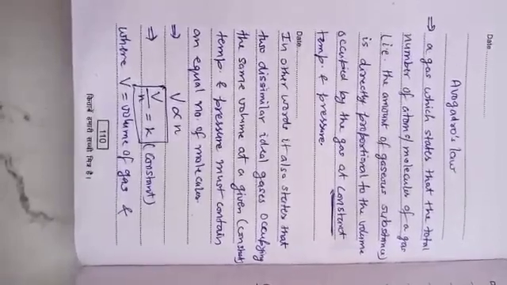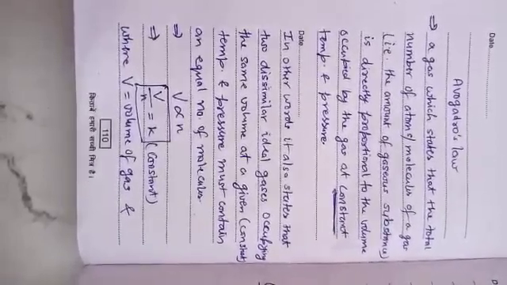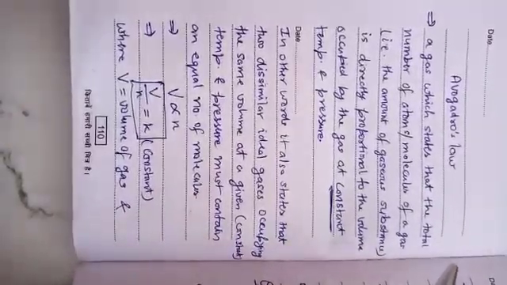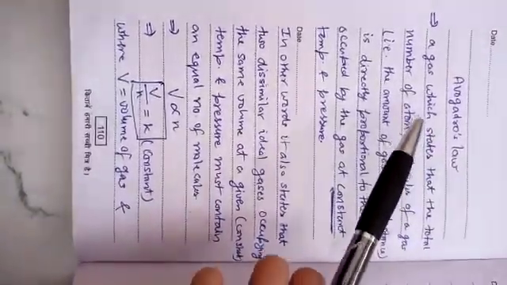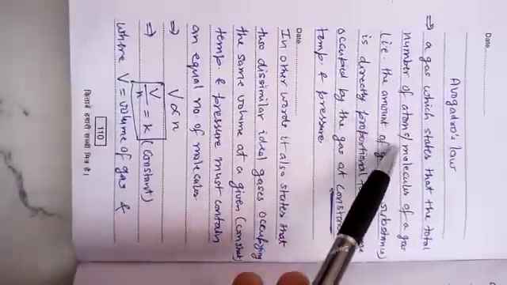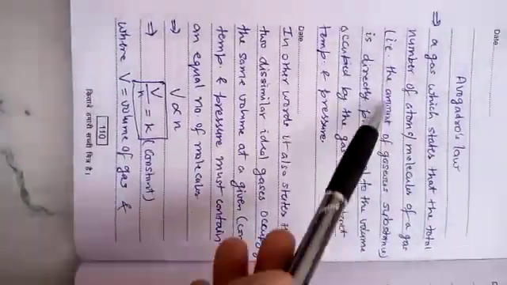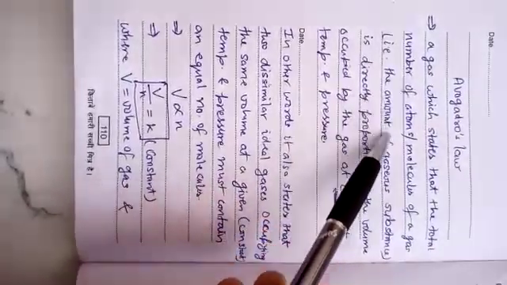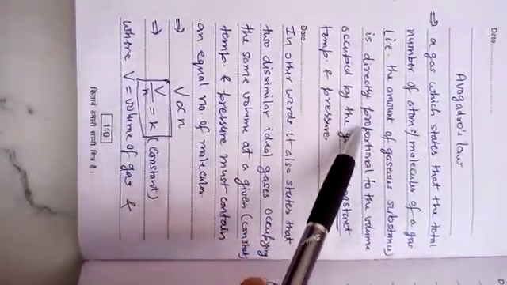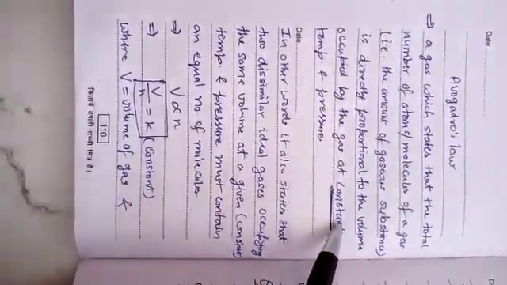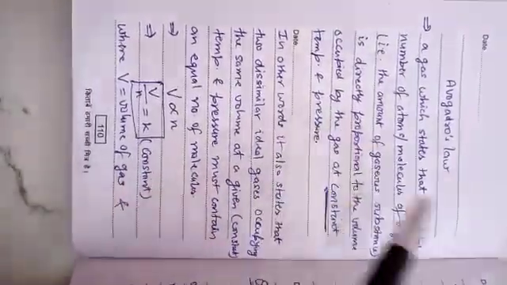Today we will discuss Avogadro's law. It is a law which states that the total number of atoms or molecules of a gas, that is, the amount of gaseous substance, is directly proportional to the volume occupied by the gas at constant temperature and pressure.